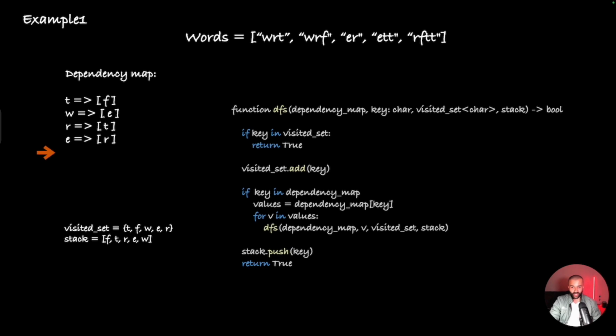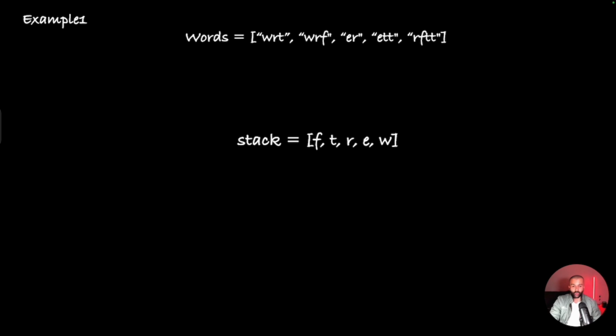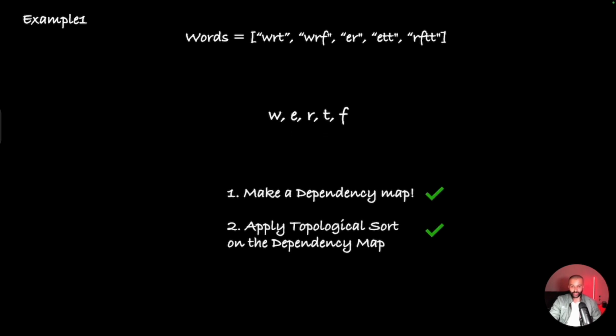And that's it, you guys. We just finished traversing all the keys in our dependency map. We finally have our stack reading like this. And if you recall, our very last step is to reverse the stack, to pop out of the stack so that you can get the topological sort order that is going to yield us this answer. For example 1, this is essentially how you perform topological sort.